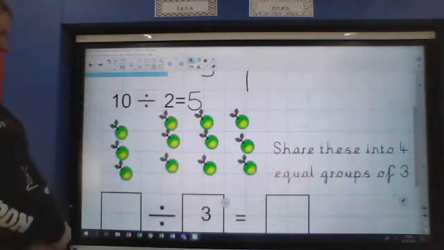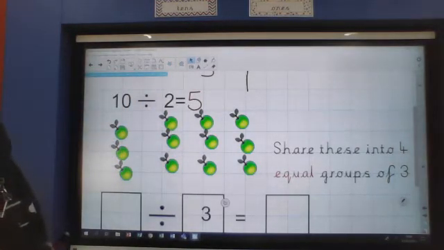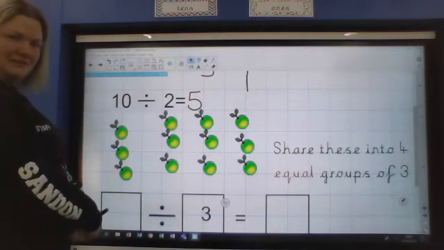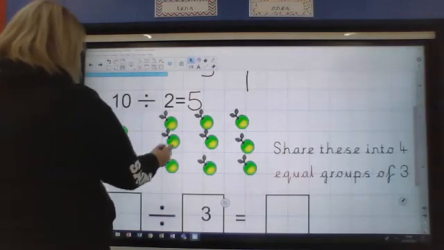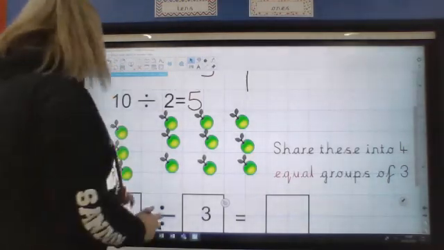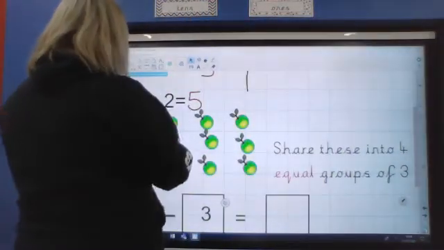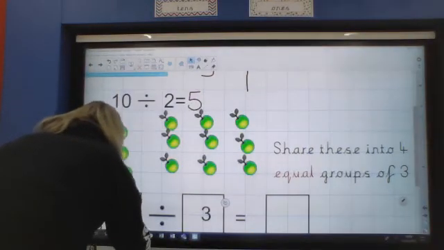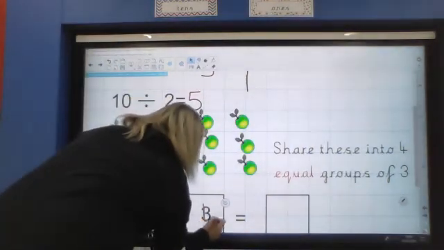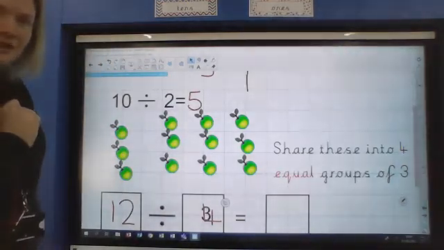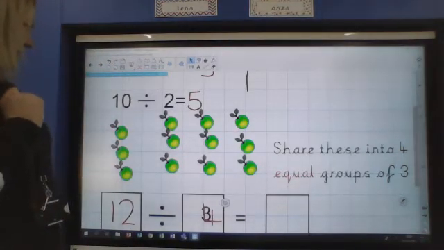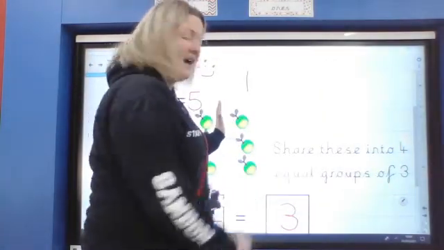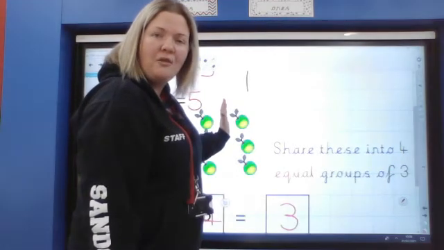how many did I start with? Can you remember? 1, 2, 3, 4, 5, 6. No, we can't do it, can we? So what I'm going to do, children, for this one, we would do 3, 6, 9, 12. So it would be 12. We divided them into 4, didn't we? So 4 equal groups. And we know that the answer is 3 because each group has 3 objects in, doesn't it?